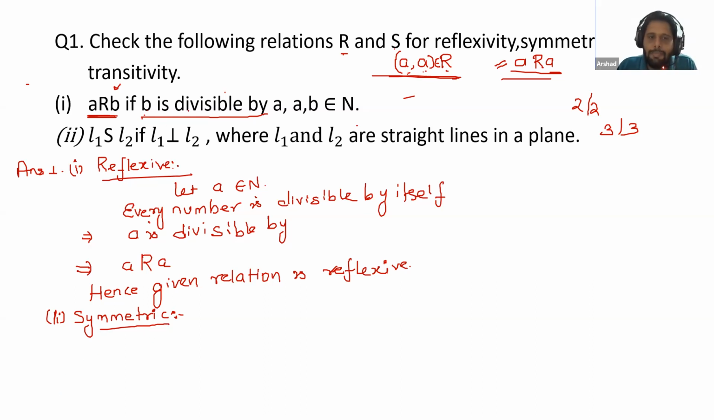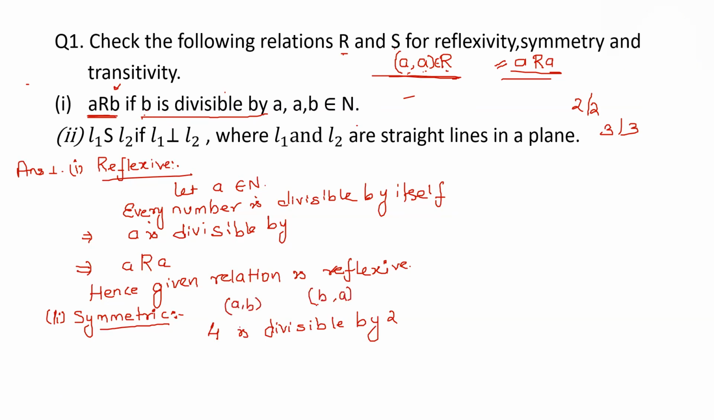Okay, what they are saying is B is divisible by A. Okay, Asif, we will check this. B is divisible by A. So for example, if we take 4, then 4 is divisible by 2. But before that, we should know the definition. What is symmetric? If AB exists, then BA should also exist. Then we will say that it is symmetric.